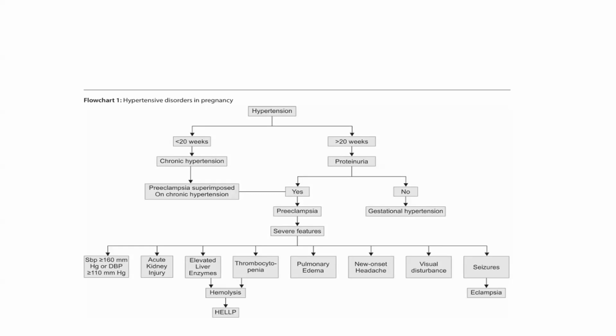Then we need to look for other severe features, like whether systolic blood pressure is more than or equal to 160 mmHg or diastolic blood pressure is more than 110. Then we need to look for the presence of acute kidney injury, elevated liver enzymes, thrombocytopenia. If along with elevated liver enzymes and thrombocytopenia hemolysis is there, then it is HELLP syndrome. Then we need to see the features of pulmonary edema, new onset headache, visual disturbance, and seizure. If it is complicated by seizure, then that condition is labeled as eclampsia.